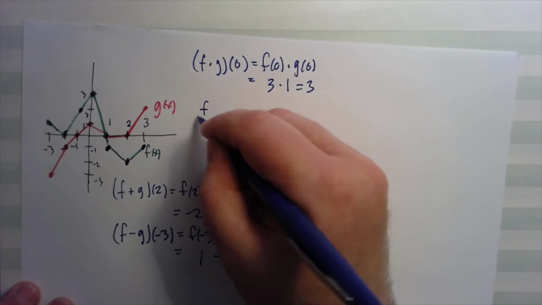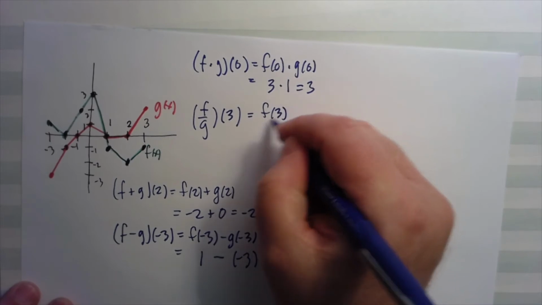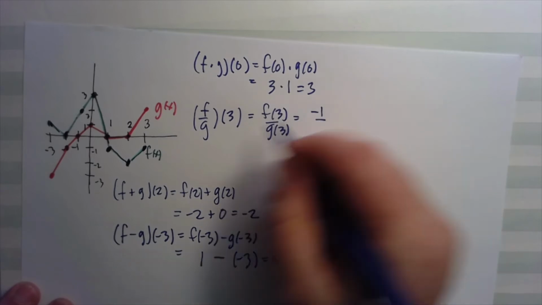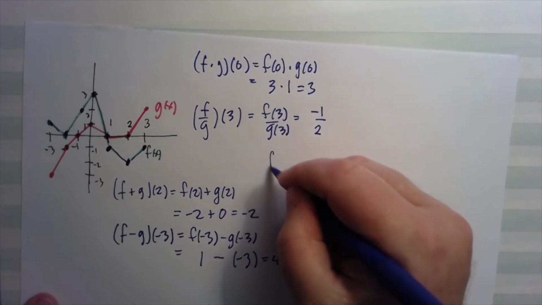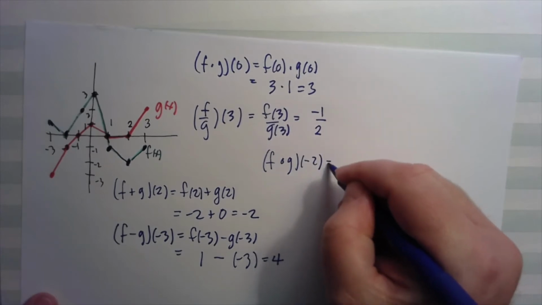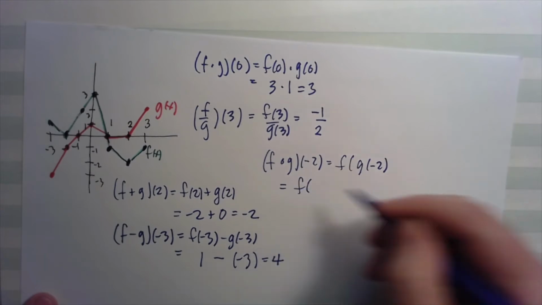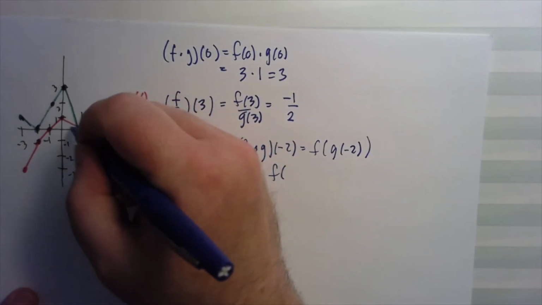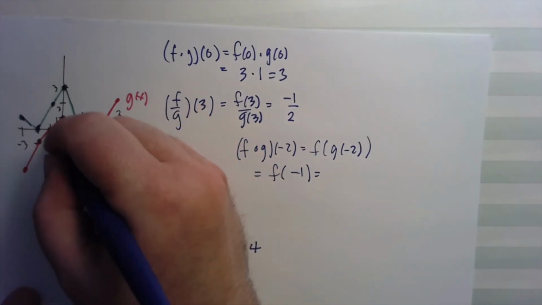Okay. If I have f divided by g of 3, say, this would be f of 3 divided by g of 3. f of 3 is negative 1. g of 3 is 2, so I get negative 1/2, like that. Now if I do a composition, say f composed with g of, I don't know, negative 2, so I get f of g of negative 2, which would be f of, so you go first g of negative 2, which would be negative 1, and then you go f of negative 1, which would be 2.